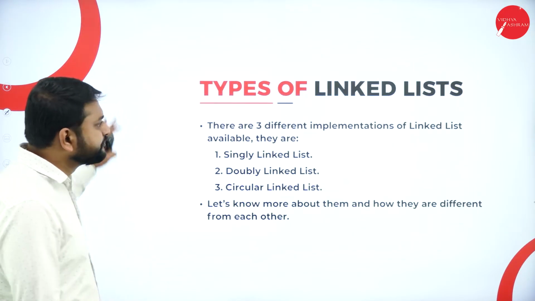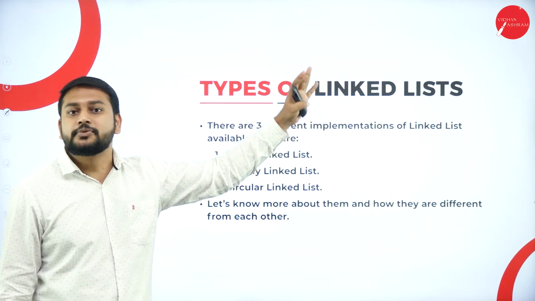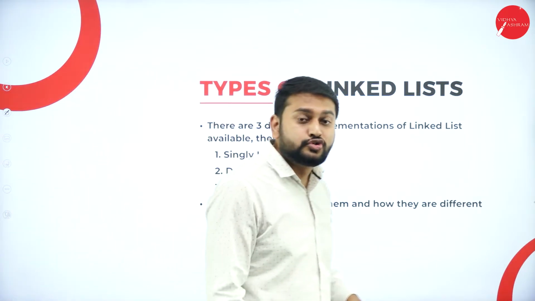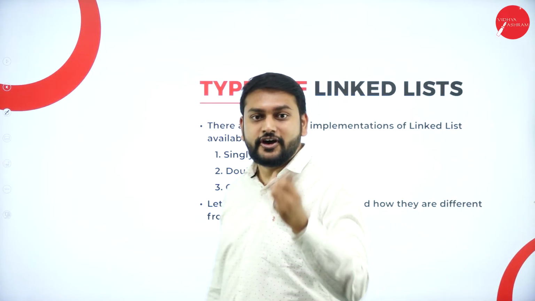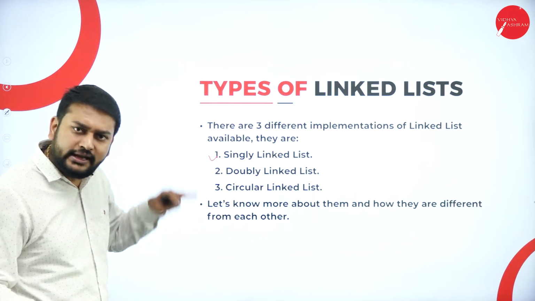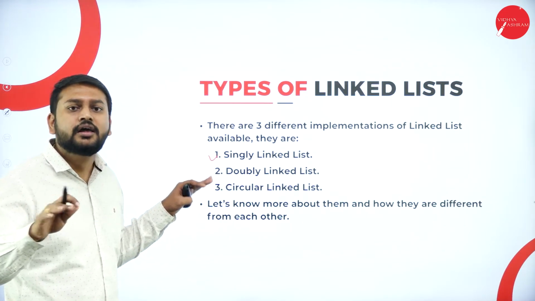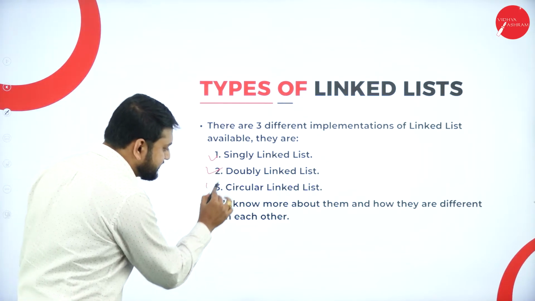Moving forward to the types of the linked list. As I told you in the beginning, when I was discussing the agenda of the day, we have three different types of linked list. The first one is the singly linked list, which we have already discussed. That's a basic type of linked list. The next ones that we have are doubly linked list and circular linked list.